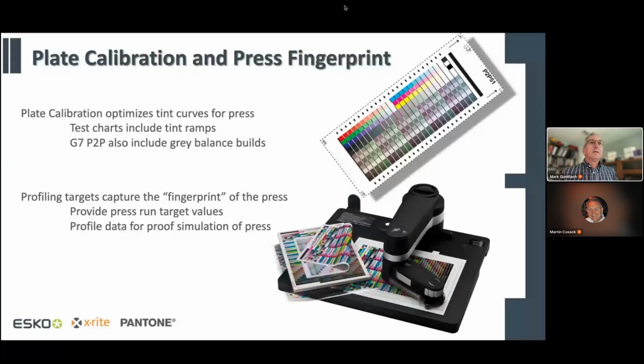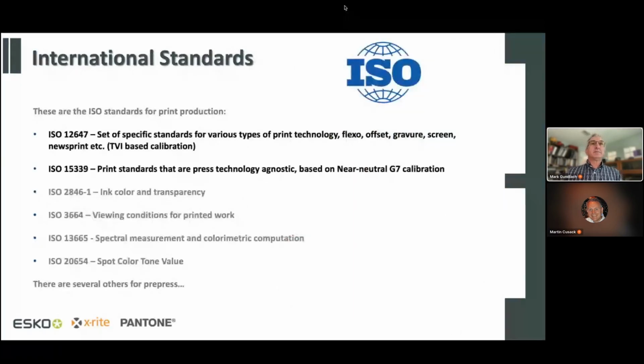So how do the ISO standards come into play with my press production? Well, there's several ISO standards for print. They're all related to press room, inks, print viewing, and there's several others around color data exchange and PDF. But what I'm going to focus on is ISO 12647 and 15339, which relate to the press room color targets.